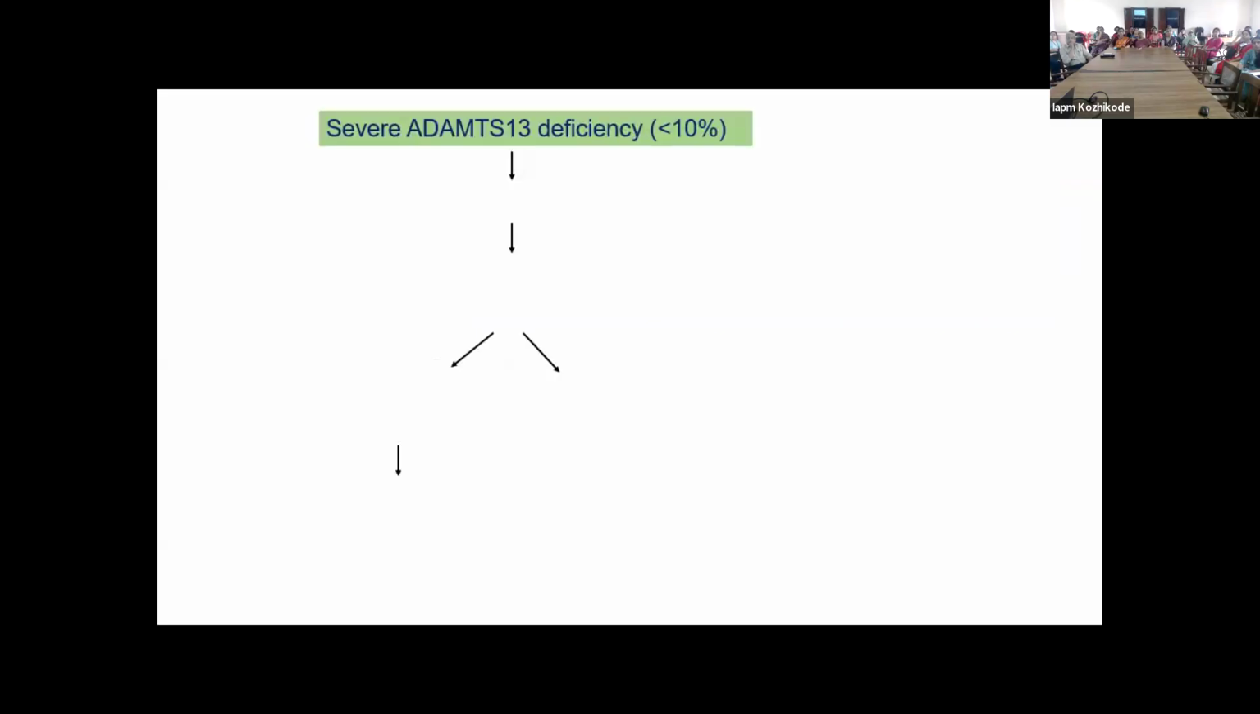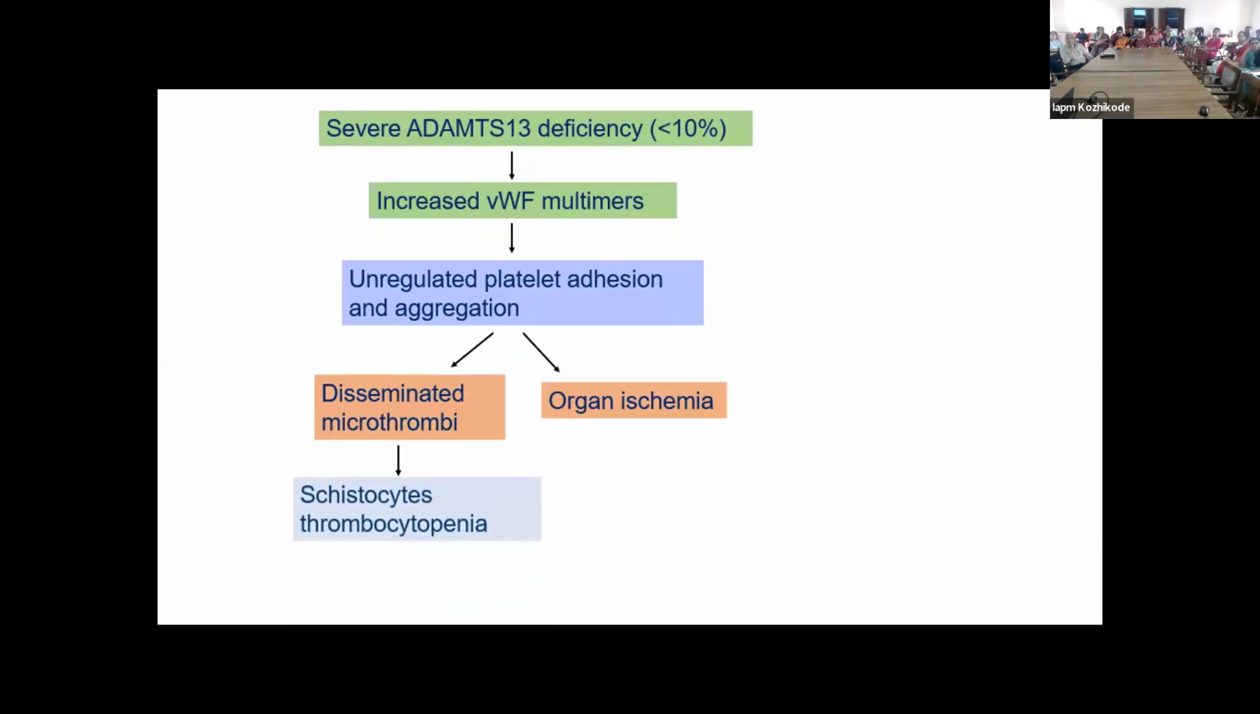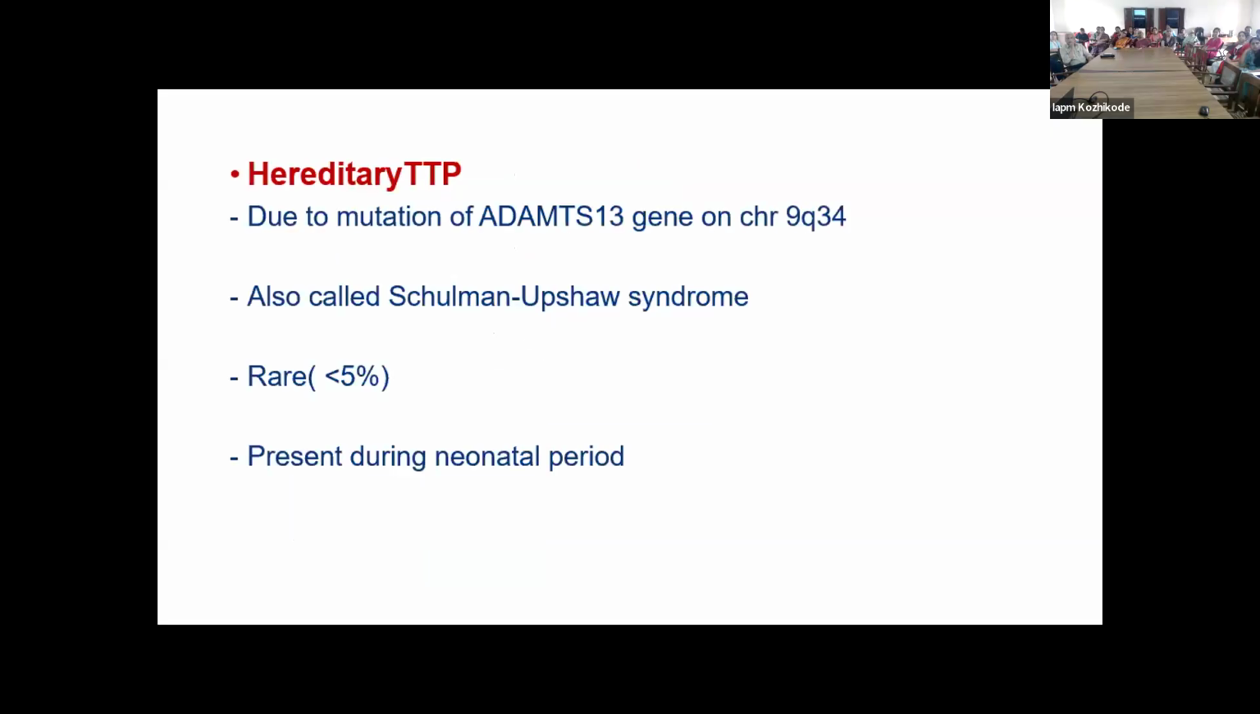So in case of severe ADAMTS13 deficiency, that is less than 10%, there will be increased von Willebrand factor multimers that lead to unregulated platelet adhesion and aggregation, which causes disseminated microthrombi and organ ischemia. Because of microthrombi, the RBCs get trapped and lysed or fragmented, forming schistocytes. And the consumption of platelets causes thrombocytopenia.